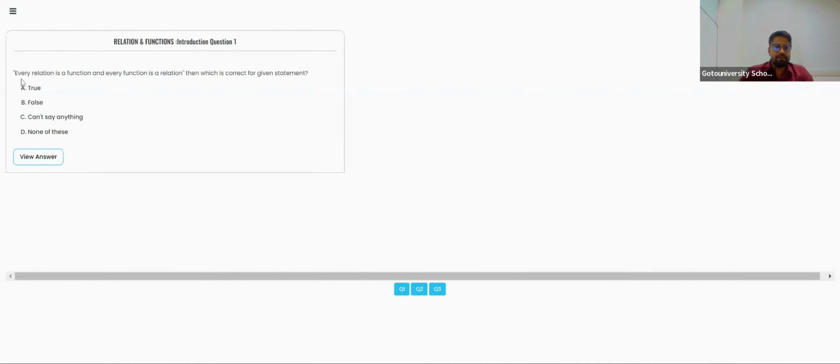Can you see the question? Every relation is a function and every function is a relation. Then which is the correct for the given statement? Every relation is a function. I kept on repeating these words, right? What is it? Every function is a relation, but not every relation is a function. So tell me now, is it true or false?